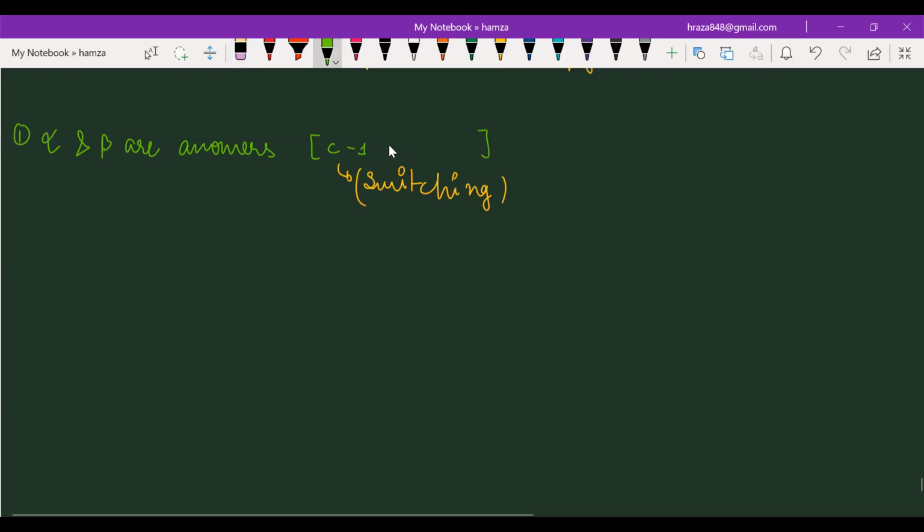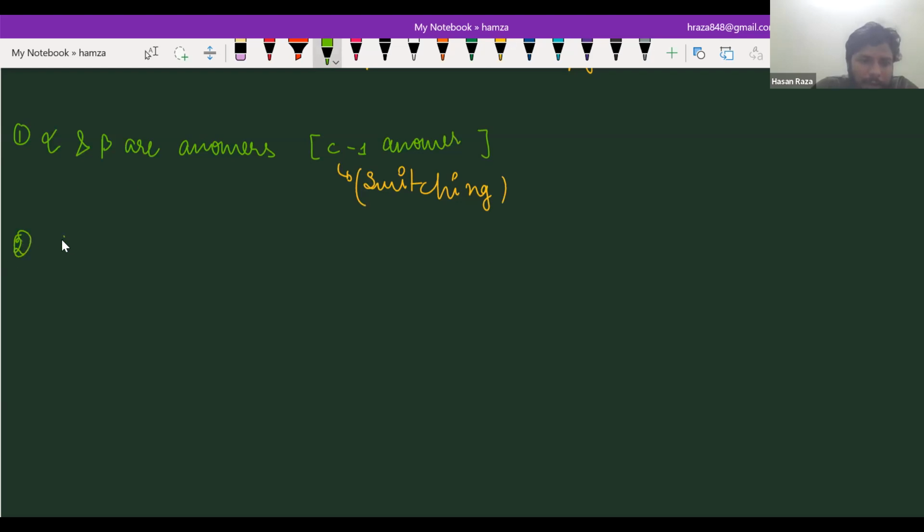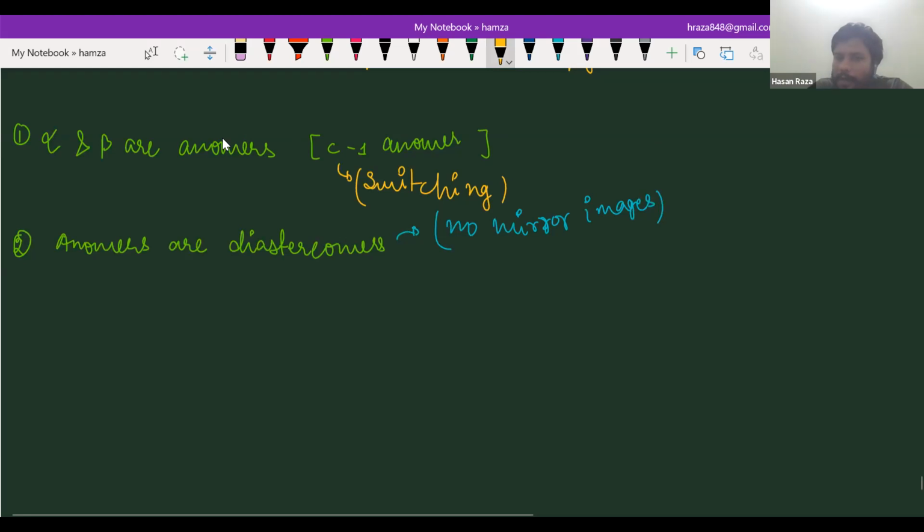Yes, sir. C1 anomer. The next point is anomers are diastereomers. You have studied it in class 11th also. Diastereomers means basically no mirror image of the compound. If you take the mirror image of one, alpha will not be converted into beta. It's not like that.